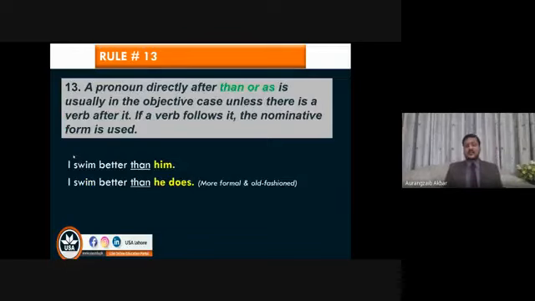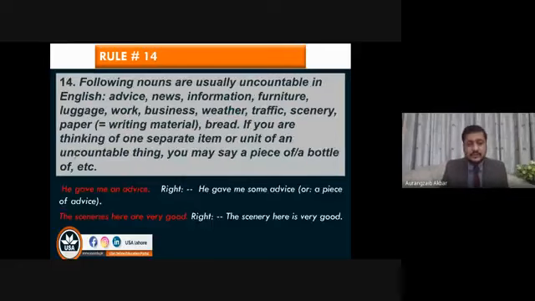Then in rule number 13 we discussed that with then and as, when we use an object after them, it will be used in the objective case. But if it is followed by a verb, then it will be used in the subjective case. Then we have also discussed the following.